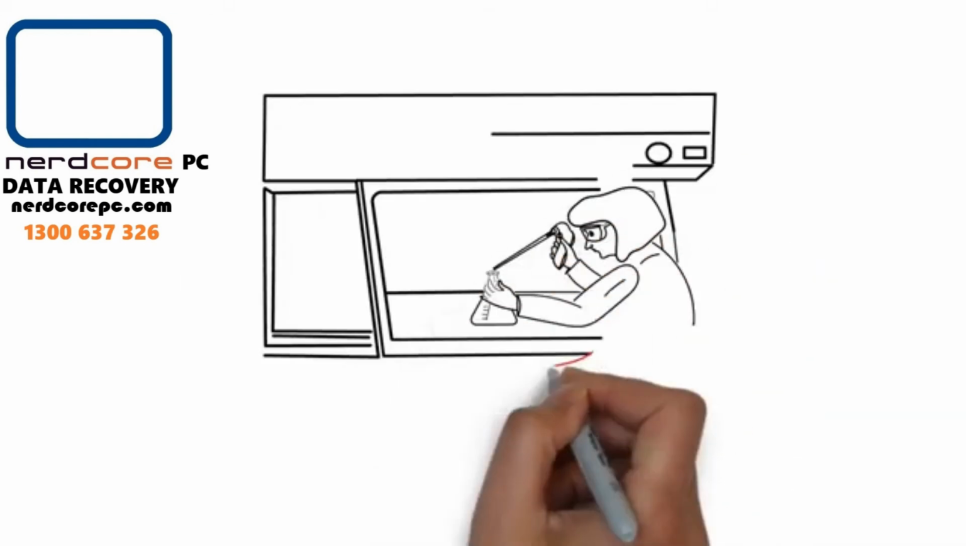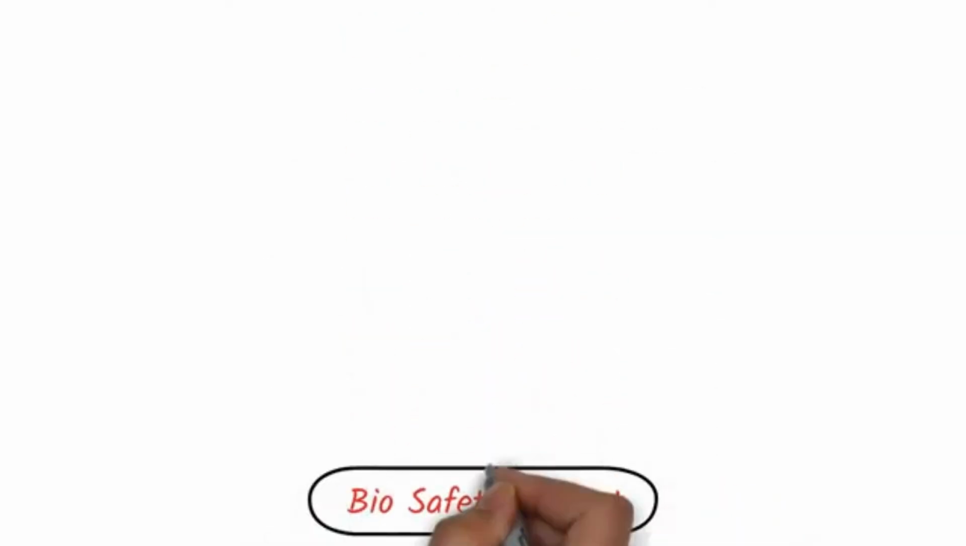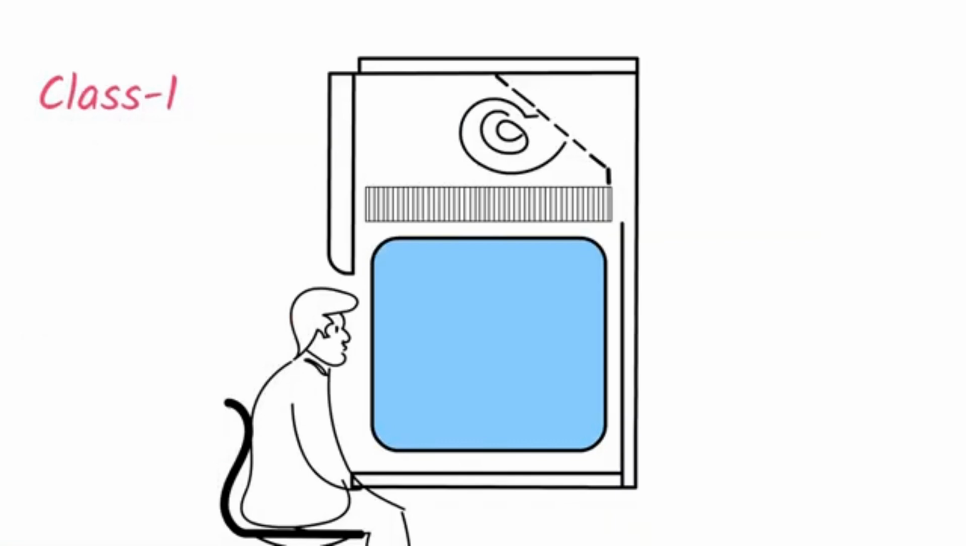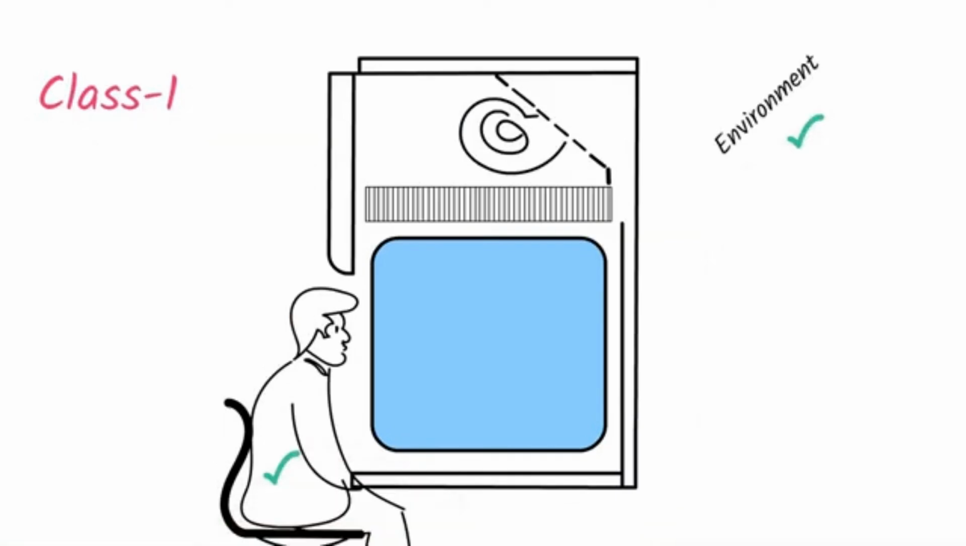Unlike the laminar airflow cabinets, the biosafety cabinets not only give protection to the sample, but they also protect the operator and the surrounding environment. Based on the level of protection, biosafety cabinets are classified into three classes: Class 1, Class 2, and Class 3. Class 1 biosafety cabinets provide only operator and environment safety. They do not provide safety to the product that is being handled.